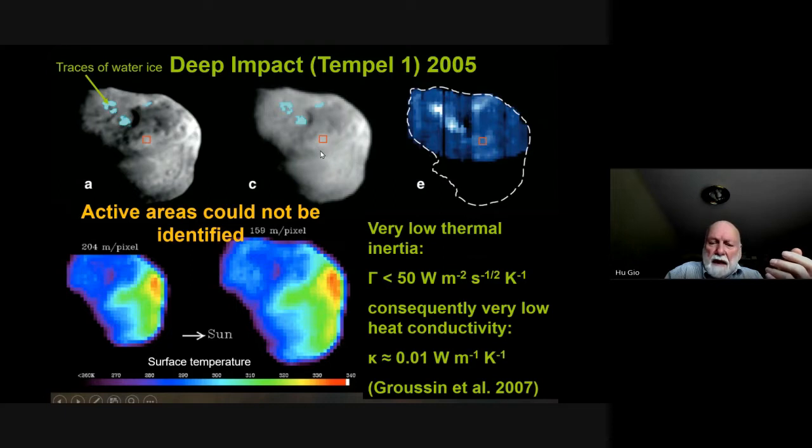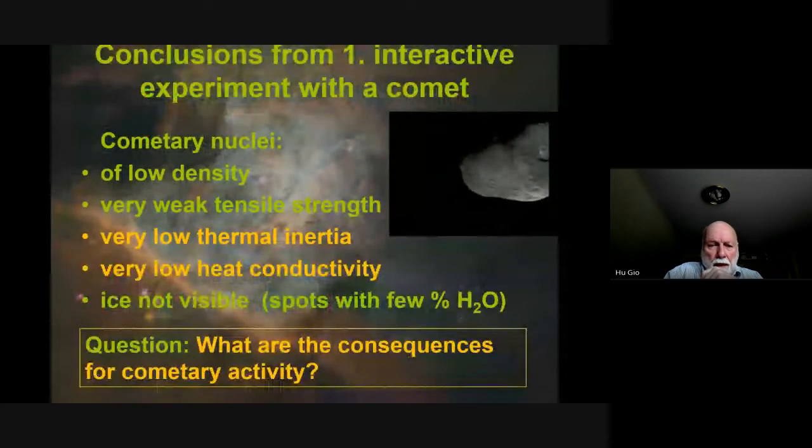But the important part is that it was confirmed that the thermal inertia was very small, and consequently the heat conductivity into the nucleus was also extremely small, and this is really important for the understanding of how comets survive and produce activity for many revolutions.